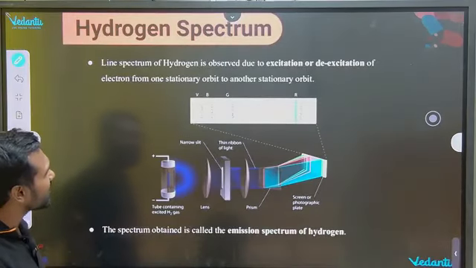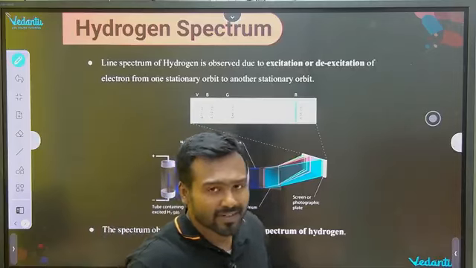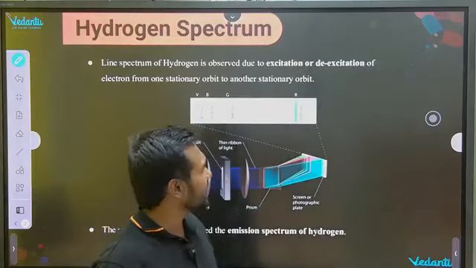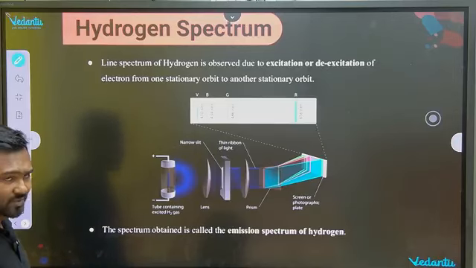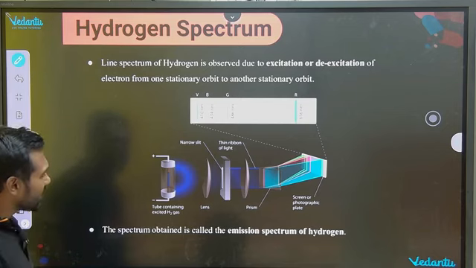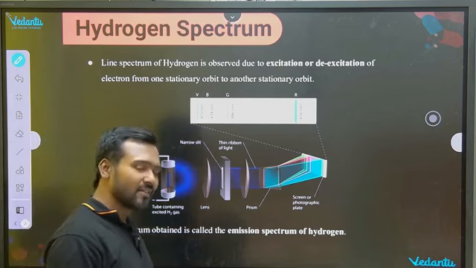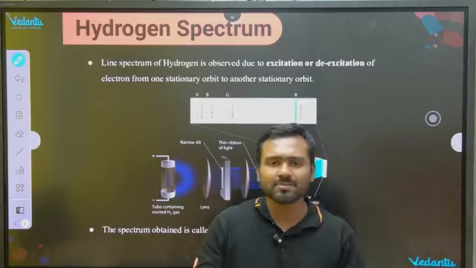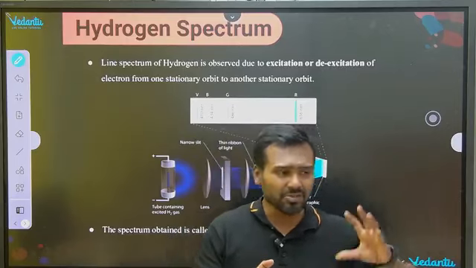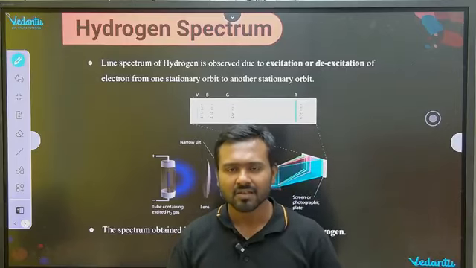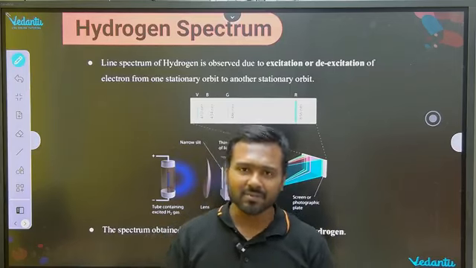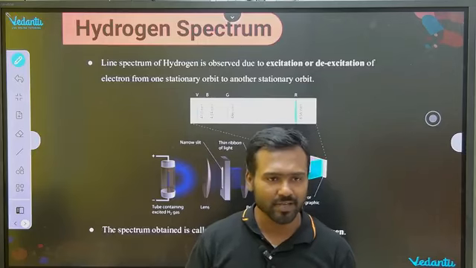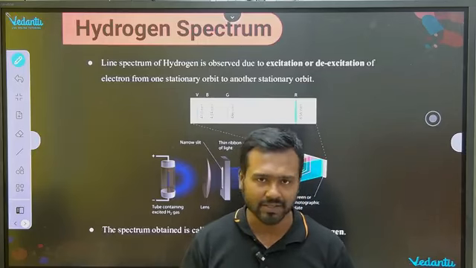Now line spectrum is nothing but the spectrum given by the atoms. When electrons gain energy, it is absorbed due to excitation or de-excitation of the electron. The spectrum obtained is called emission spectrum. See, we have two types of spectrum. Spectrum is broadly divided into two types: continuous spectrum and discontinuous spectrum. Spectrum is the collection of all the energy.